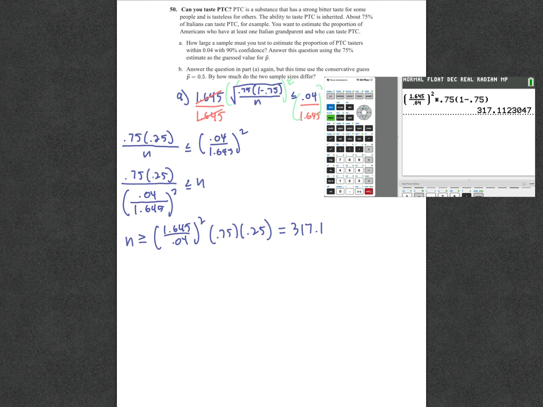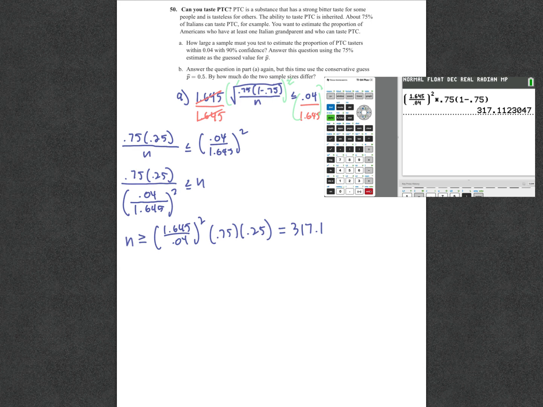Okay, so that means our sample size, in order to have our margin of error be within 0.04, sorry, with a 90% confidence interval, the sample size that we have to use has to be greater than or equal to 317.1 people, and this is actually number of people now in an actual sample, and that has to be a whole number. Okay, so then we'll round this up to 318.